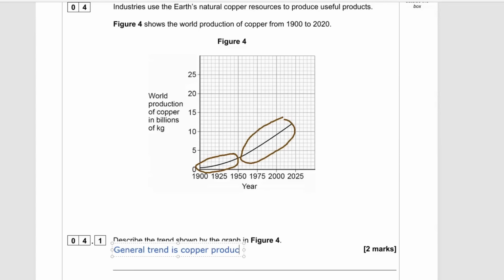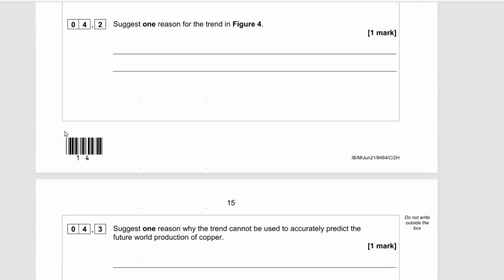And what I've circled on the graph is the more specific nuance to get you the second mark when you have to describe a graph. So what's the difference in those two parts of the graph? So we'd say the difference is the production of copper was increasing slowly, and then after about 1950 or whenever you want to say, it started to increase more rapidly. And you can tell that from the steeper line. So you just want to say the general trend is the production of copper went up slowly at first and then at a higher rate later on. Lovely, 2 marks.